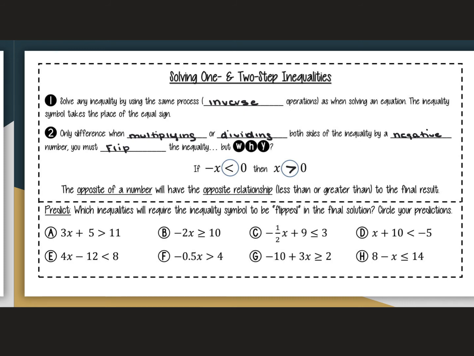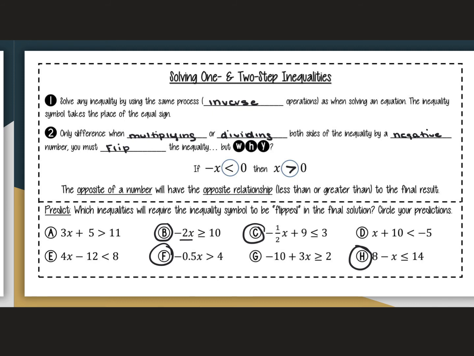All right, so let's take a look. So for B, we're definitely going to have to flip because we're going to have to divide by that negative 2. Same as with C, we're going to have to multiply by the reciprocal, which will be negative 2. So we're going to have to multiply both sides by negative 2 in order to get rid of negative 1/2. Same for F, we're going to be dividing by negative 0.5, so that is negative. And also for H, we're going to be dividing by negative 1 because we cannot leave our variables negative.